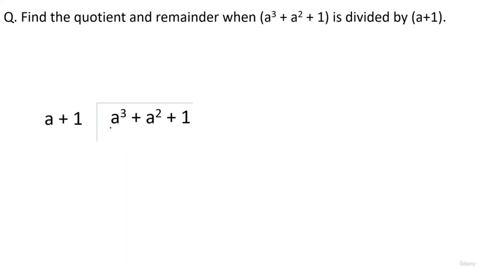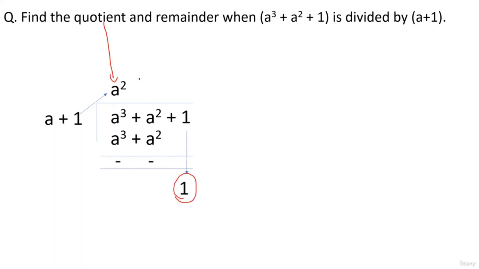Now I need an a cube term here, but I have a, which is a raised to 1, right? So very logically I need to multiply it by a square. When I multiply, both the terms get multiplied by a square. So a square into a is a cube, the first term. A square into 1 is a square, the second term. Now the rule of division: we subtract the terms obtained. When you subtract, they get cancelled out, and we only get the remainder as 1. So very clearly you can observe the quotient is a square and the remainder is equal to 1.